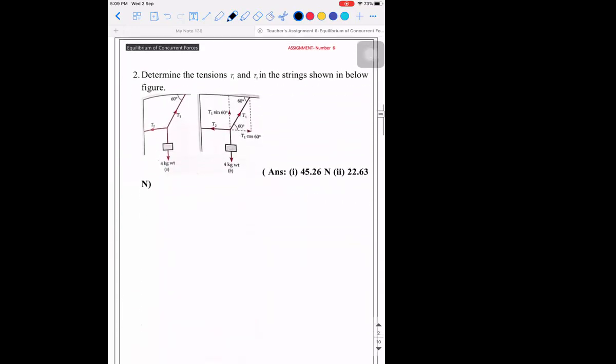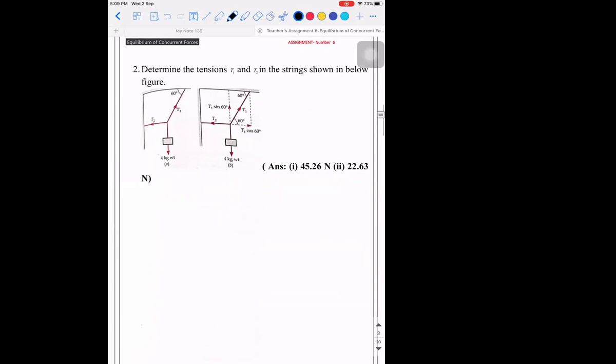Next, let us try to solve the second problem. Determine the tensions T1 and T2 in the strings shown below. So how many strings are there? There are 3 strings which are connected to the same point P.